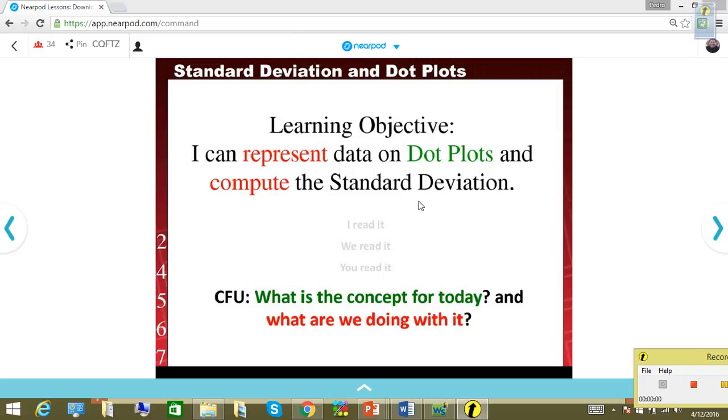Okay, our objective for today: I can represent data on dot plots and compute the standard deviation. Let's read together. 1, 2, 3. I can represent data on dot plots and compute the standard deviation. Let me start all over. You read together. 1, 2, 3.